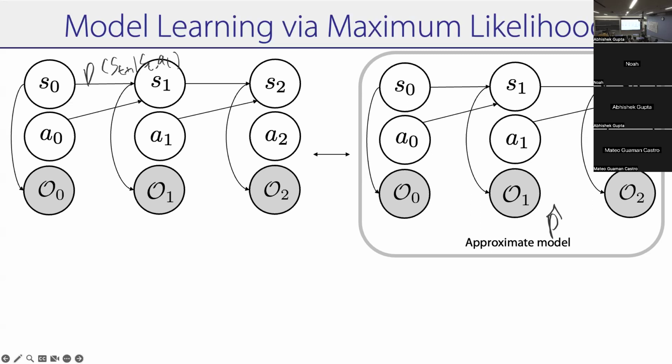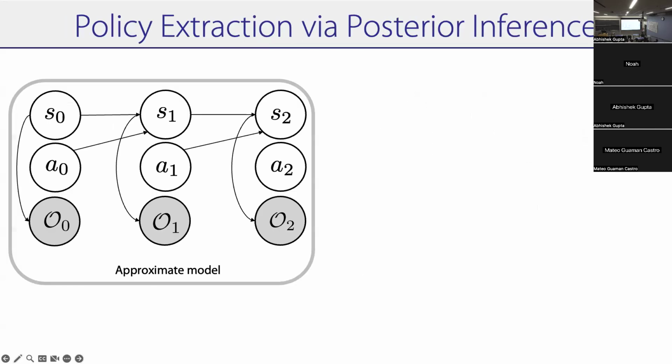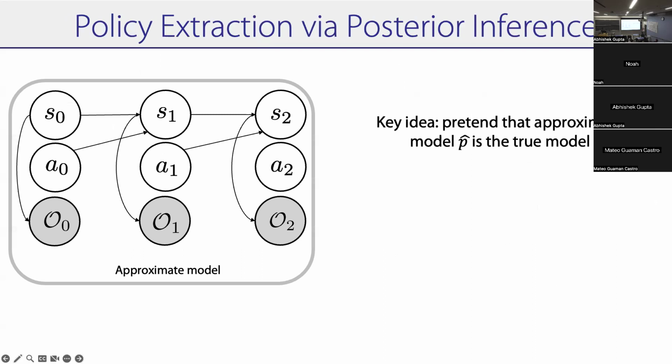And then you can just do posterior inference in your fake model. The same way that we did earlier, we're going to pretend that our fake model P hat is our true model and do posterior inference in it. Like we did P of A T given S T and optimality in variational inference, we're just going to do P of A T given S T and optimality under P hat. So you're still answering the same posterior inference query, you're just doing it under P hat.